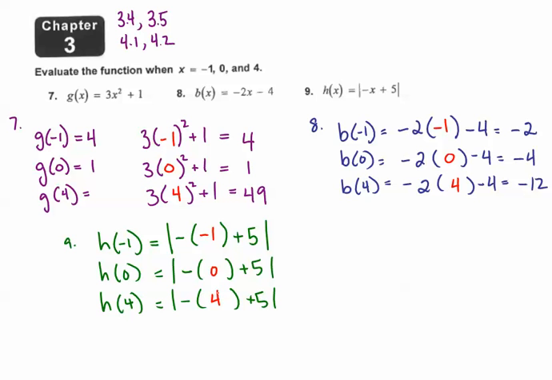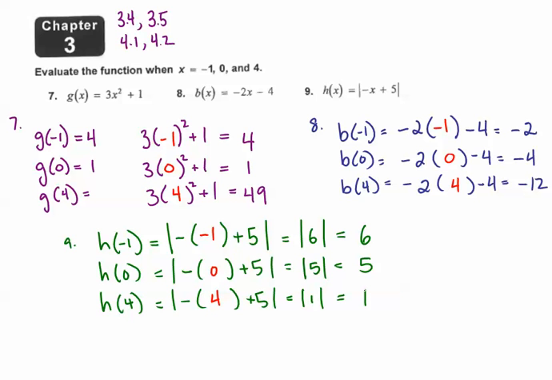All right, so here we go. We're going to simplify what's inside the parentheses first and then apply the absolute value. So we have negative negative 1, which is positive 1, plus 5 is 6, and absolute value of 6 is 6. Negative 0 is 0, plus 5 is 5, and absolute value of 5 is 5. Negative 4 is still negative 4, plus 5 is 1. Absolute value of 1 is 1.